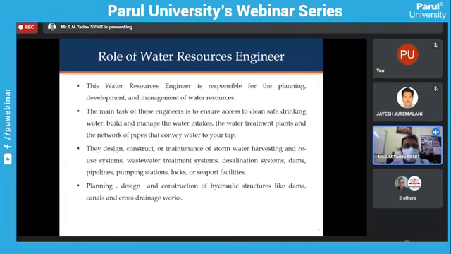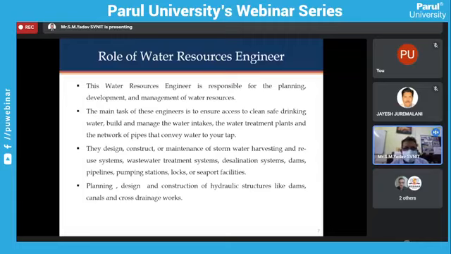What is the role of a water resources engineer? Sometimes it feels that, suppose I take a career as a water resources engineer, what can I do, what may be my roles? The water resources engineer is responsible for the planning, development, and management of water resources. The main task of these engineers is to ensure access to clean, safe drinking water, and to build and manage the water intakes, the water treatment plants, and the network of pipes that convey water to your tap.